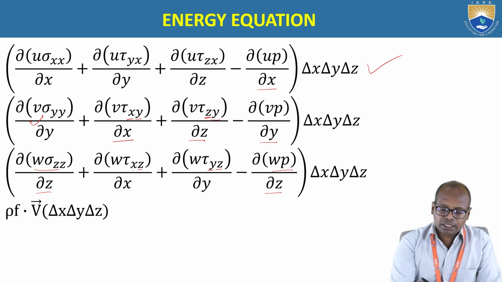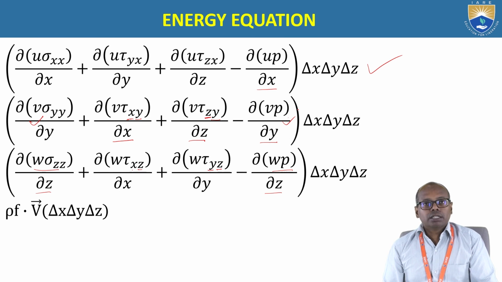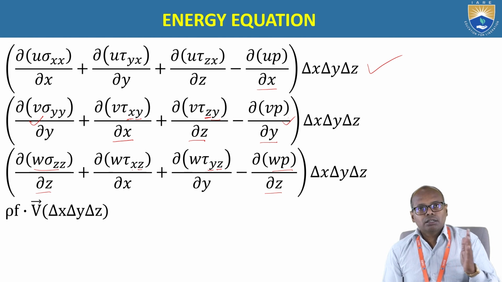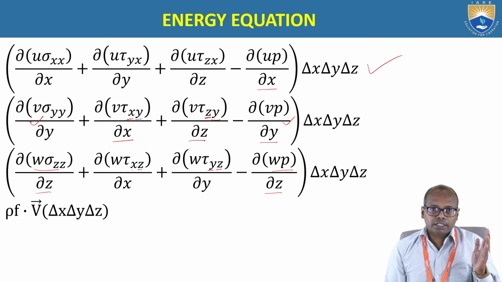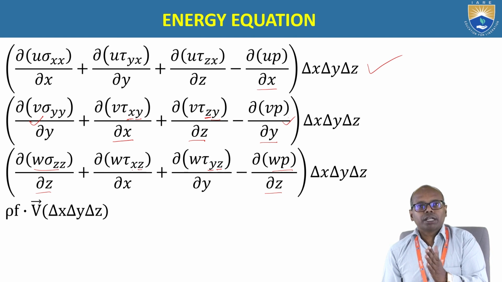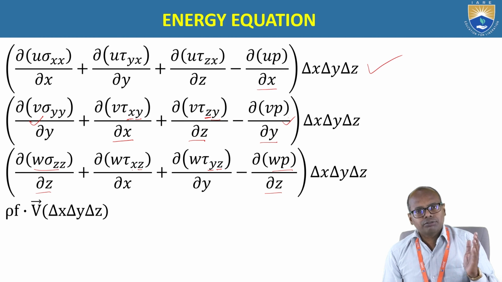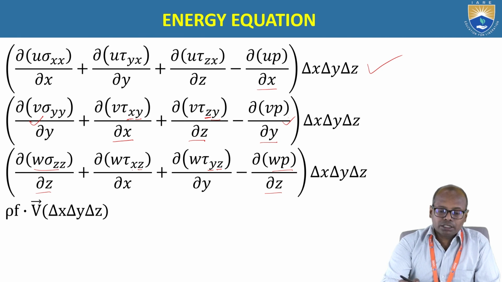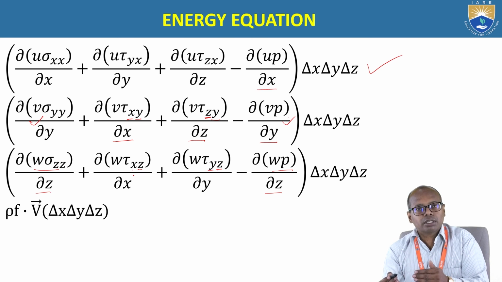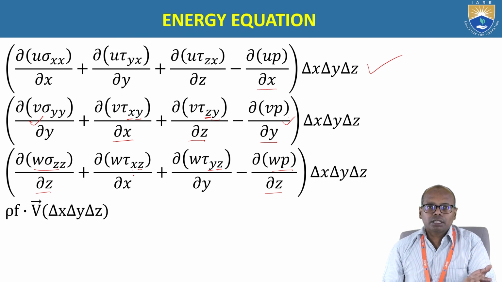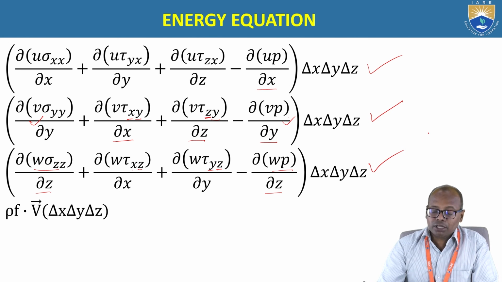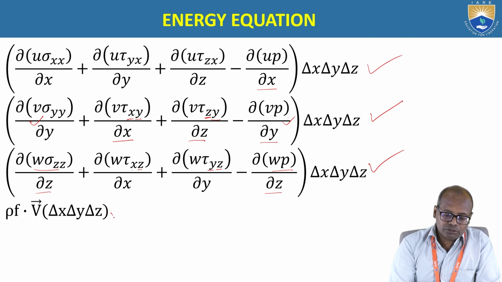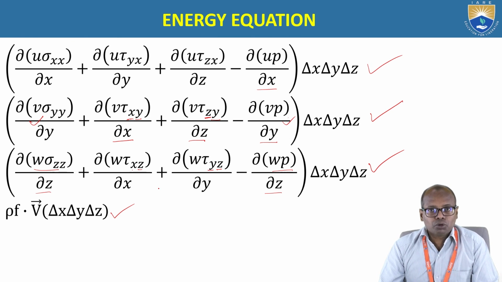The normal stresses and the pressure forces are acting in x direction and varying in x direction, acting in y direction and varying in y direction, acting in z direction and varying in z direction. But the shear stresses will act in one direction and vary in other direction. So the y direction forces and y direction work done, z direction work done, and this also we have seen, the net work done by the body force.